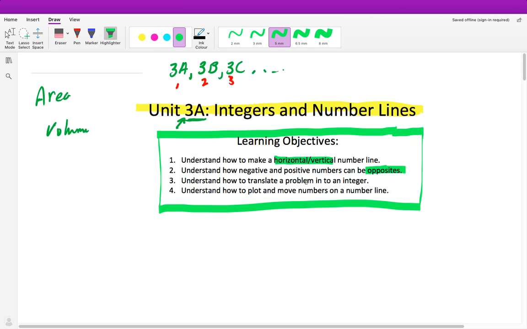Understand how to translate a problem. So if I give you like a word problem or a sentence, how to read that and translate it into an integer. And integers are also a key term that you're going to have to know. And then understand how to plot and move numbers on a number line. All right, so by the end of this video, this is all that you need to know how to do.